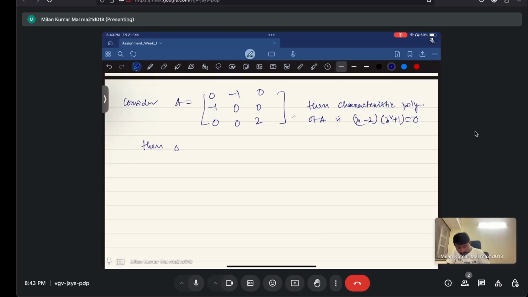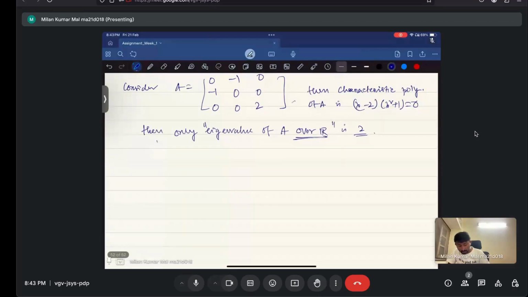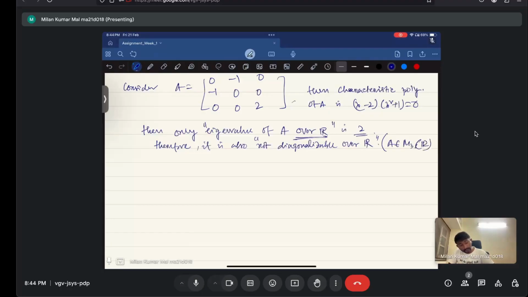Then the only eigenvalue of A over R, this is very important, is 2, because the other two eigenvalues are plus and minus the square root of minus 1, but these two are not real numbers. Therefore it is also not diagonalizable over R. So here A is a matrix of order 3, and A has only one eigenvalue over R.